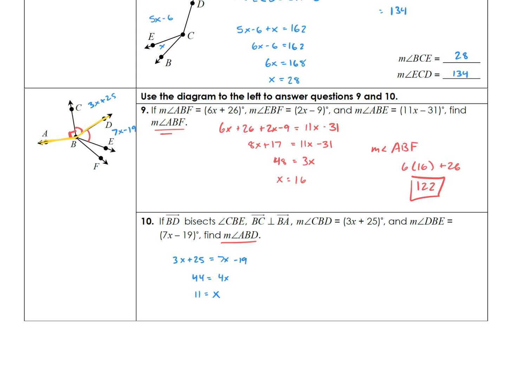But before we just plug in anywhere, let's look at our picture. We need angle ABD. We already know that this piece right here is 90. So all I got to do is plug into 3x plus 25, add that to 90, and then we have our answer. So 3x, or 3 times 11, plus 25. This is going to be 58. And then 90 plus 58 is equal to 148. And that is our final answer.